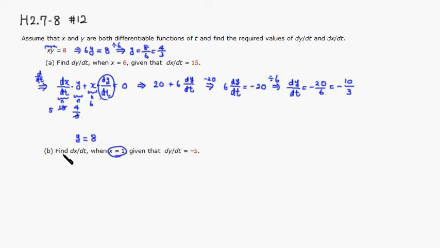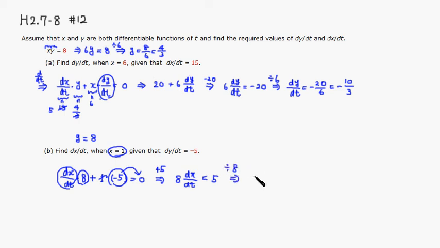We're looking for dx over dt, times y, which came out to be 8, plus x, which is 1, times dy over dt, which is negative 5. And this is equal to 0. So we can simplify. This is just negative 5 here. So we add 5 to both sides. We have 8 times dx over dt equals, since we added 5, that goes to the other side and becomes positive 5. Then the last step is just to divide through by 8 to isolate dx over dt, which is going to be 5/8.